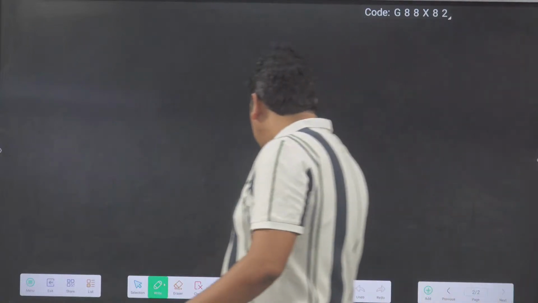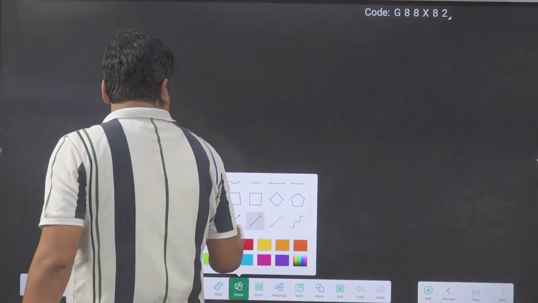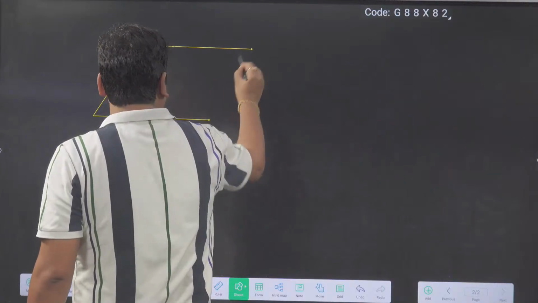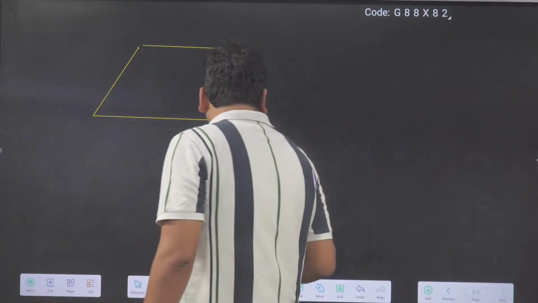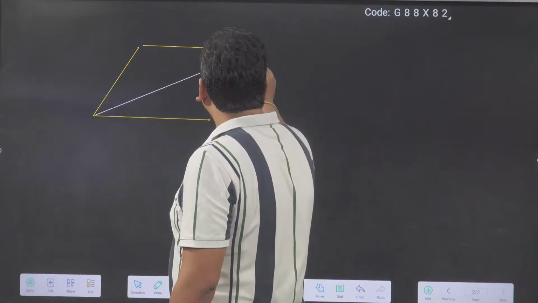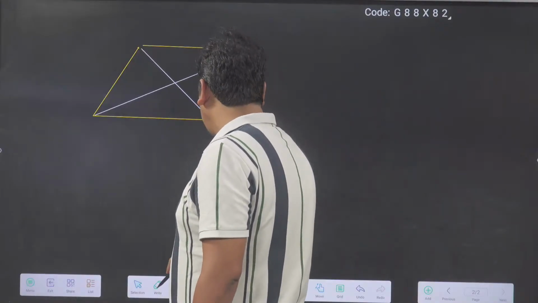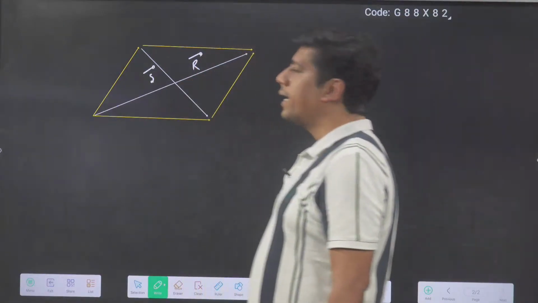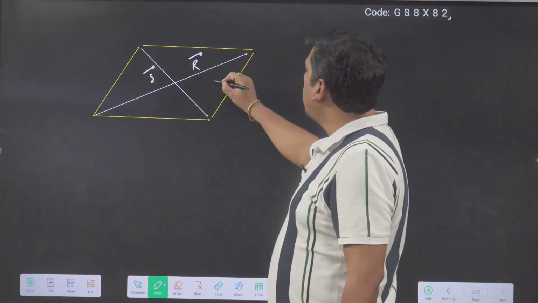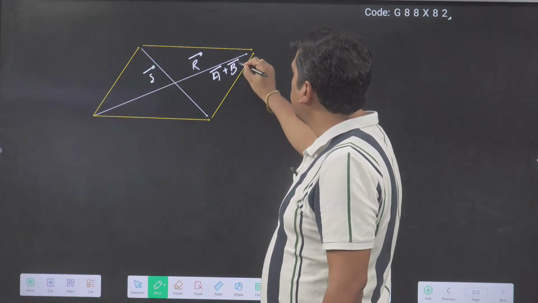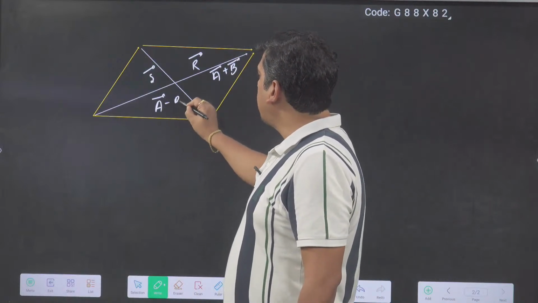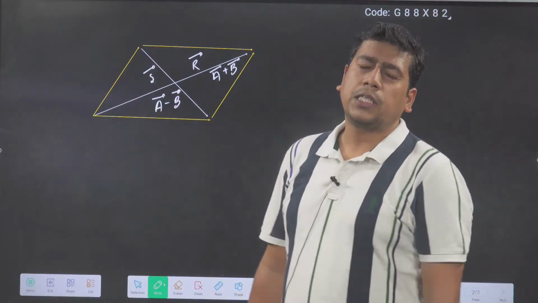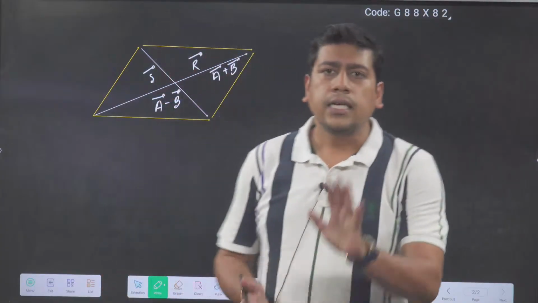Okay. Last class I told you one more thing. If it is a parallelogram, then vector emerging from the common tail is resultant. This diagonal is resultant and this is subtraction. Okay? Means one represents A vector plus B vector, another represents A vector minus B vector. Correct? One diagonal represents A vector plus B vector, another diagonal represents A vector minus B vector.